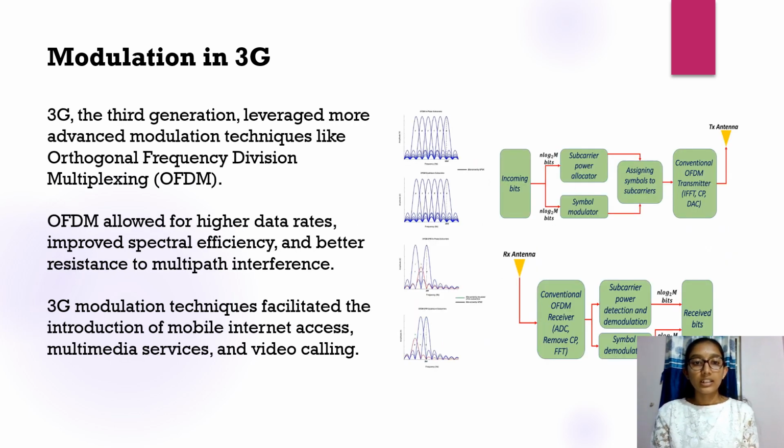Modulation in 3G. The third generation leveraged more advanced modulation techniques like orthogonal frequency division multiplexing. OFDM allowed for higher data rates, improved spectral efficiency, and better resistance to multipath interference. 3G modulation techniques facilitated the introduction of mobile internet access, multimedia services, and video calling.